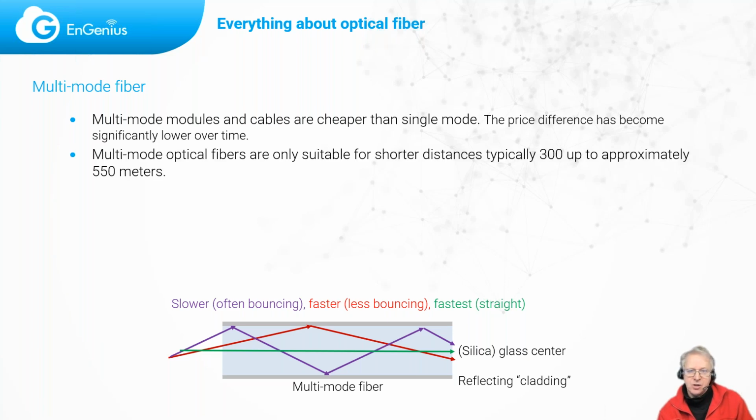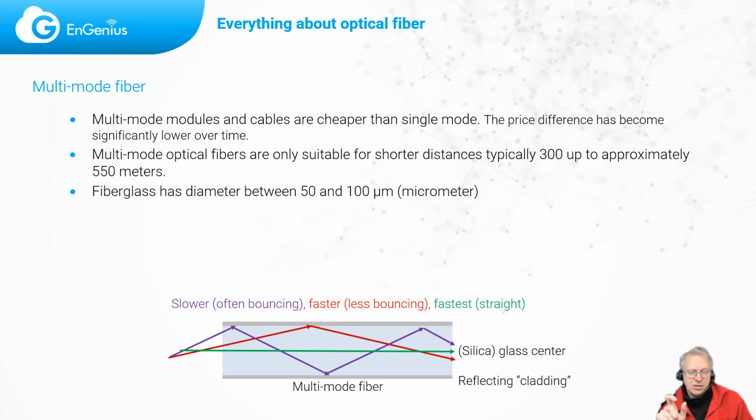If you have multimode optical fibers, they are only suitable for shorter distances, like 300 meters or 550 meters. There are some combinations where you can even do 2 kilometers with some special modules, but usually just think about hundreds of meters, like 300 to 550, depending on the modules and the fibers you're using.